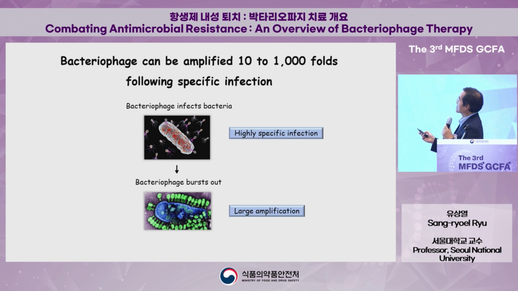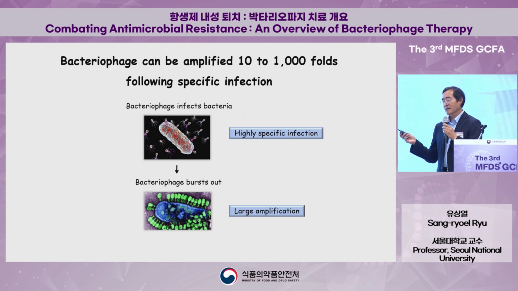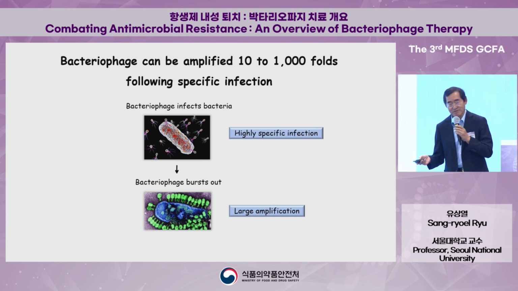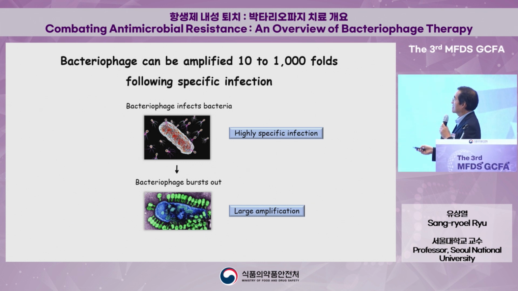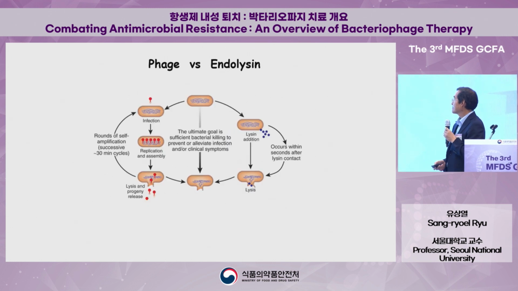Another thing is that when it goes inside the host, it amplifies tenfold to 1,000-fold. We can use this characteristic, and we can detect a very small number of pathogens by using bacteriophages because they amplify so fast. And so how can we use these characteristics for therapeutic use? That is where we will have to do future research.